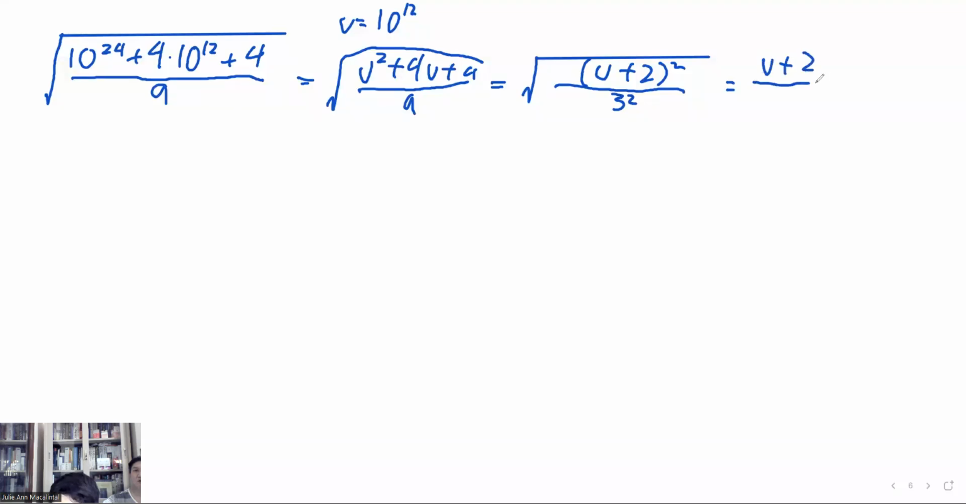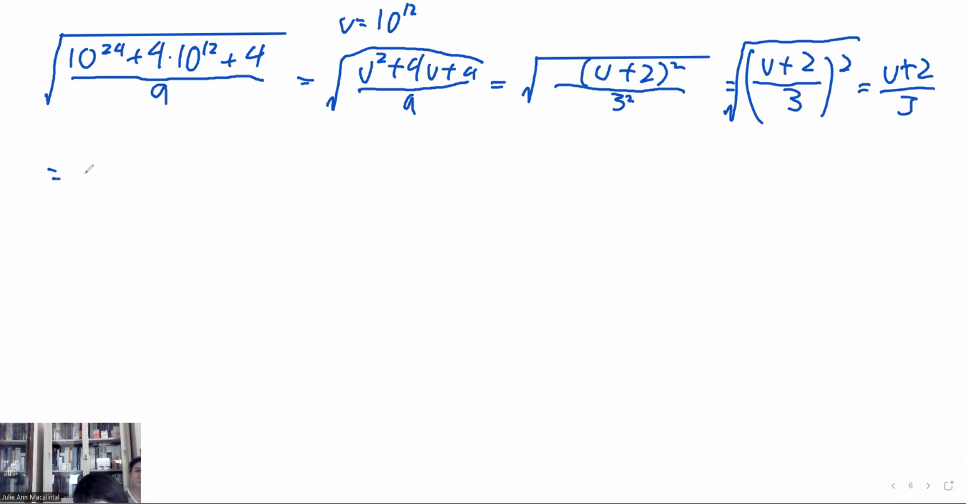U plus 2 over 3. Can you cancel this? No, you can't cancel. By the law of exponents, it will become u plus 2 over 3 squared, and then the square root. Do it step by step for those who are trying to learn.